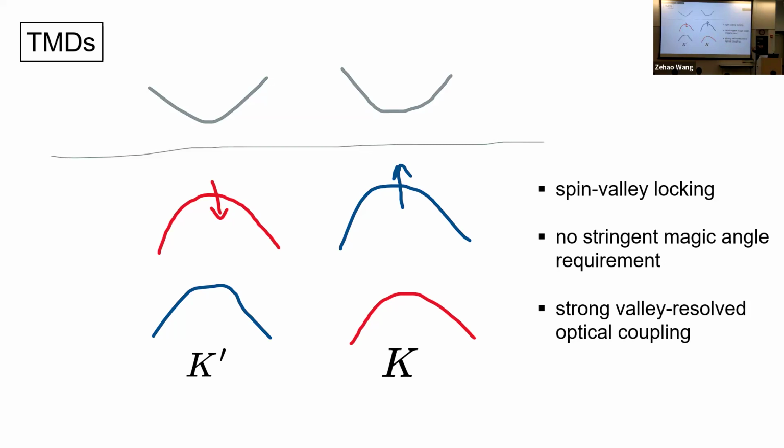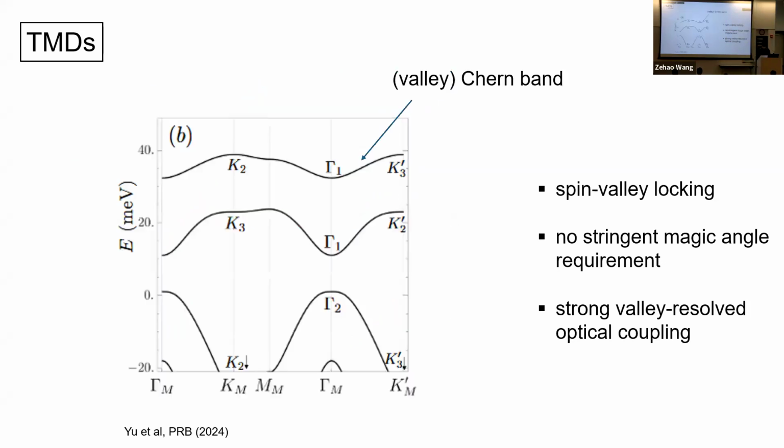So again, let's twist 2 TMDs together. And what you tend to find is, again, flat bands. In this case, it's the top valence band that is a flat band. Usually people find that it's a valley Chern band. And this time there's some differences. So first of all, it's spin-valley locked, so we've lost one flavor degree of freedom. And furthermore, there's no longer a stringent magic angle requirement, right? In these models, people find that whether you're at 1 degree or 5 degrees, these bands are relatively flat.